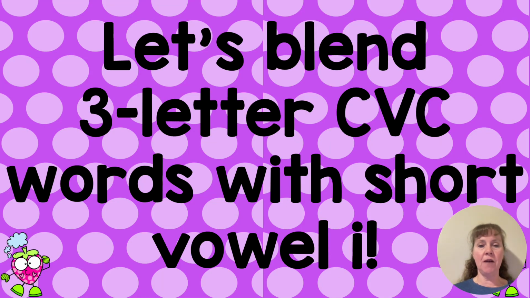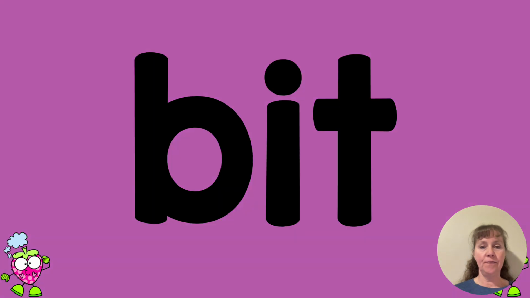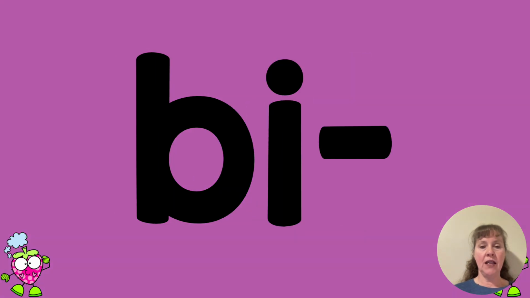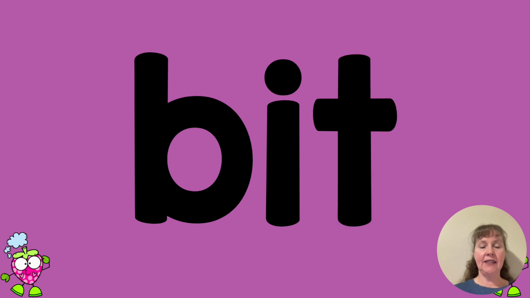Now we're going to work on blending 3 letter CVC words with short vowel I. The short vowel I says i. Can you say that? I. Okay, here we go. Let's blend these sounds together. B, i, t, bit, bit.